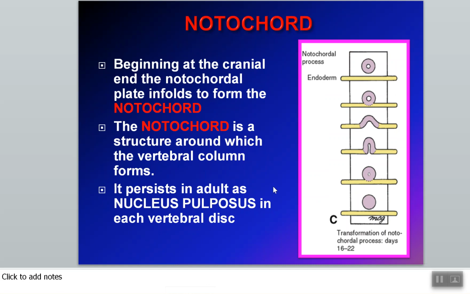The notochord is important for the induction of the ectoderm for the formation of the neural tube, and induction of the paraxial mesoderm for the formation of the vertebral column. When these structures are formed, the notochord regresses, and finally it persists in the adult as the nucleus pulposus in each vertebral disc.